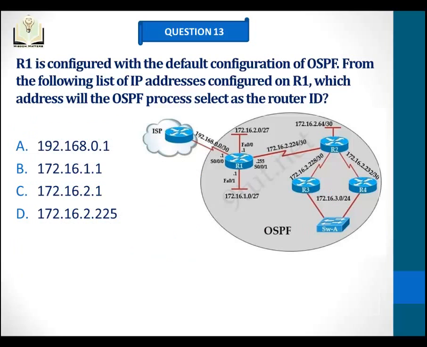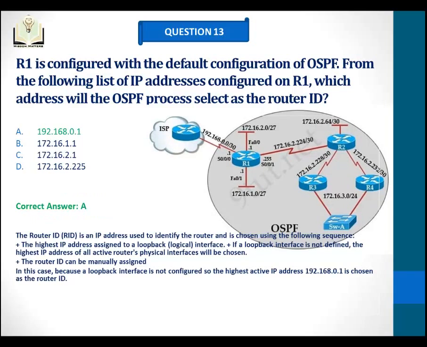Question number 13. R1 is configured with the default configuration of OSPF. From the following list of IP addresses configured on router 1, which address will the OSPF process select as the router ID? That is A, 192.168.0.1, B, 172.16.1.1, C, 172.16.2.1, and D, 172.16.2.225.